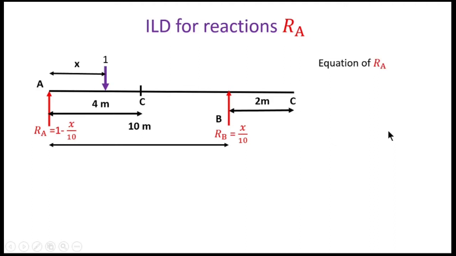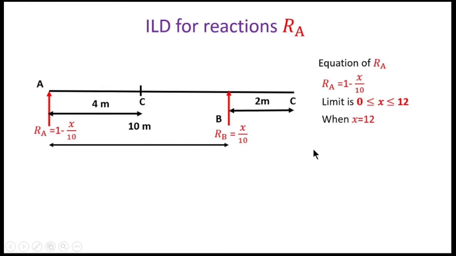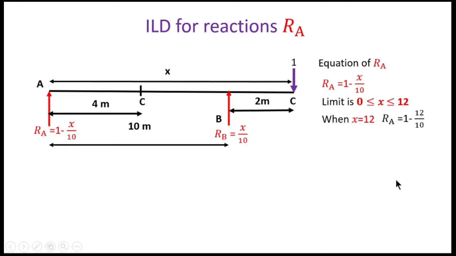We know the equation of RA is equal to 1 minus x by 10, and limit is 0 to 12. So put the value of x equal to 12. It means load is at the C. Then what is the value of RA? RA is equal to 1 minus 12 by 10. So RA is equal to minus 0.20. So in this way we got all the ordinates along the length of the beam for the reaction RA.